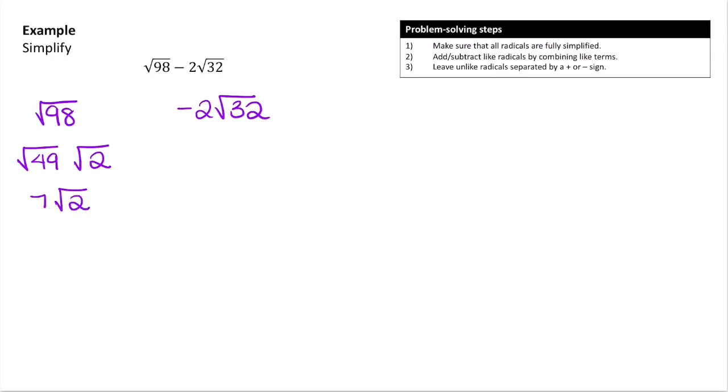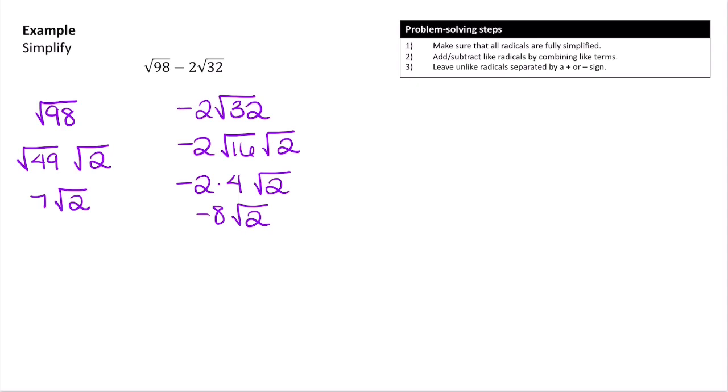Now let's look at this next radical. The square root of 32 can be rewritten as the square root of 16 times the square root of 2. The square root of 16 is 4, so we have negative 2 times 4 times the square root of 2. Negative 2 times 4 is going to be negative 8, so we have minus 8 times the square root of 2.